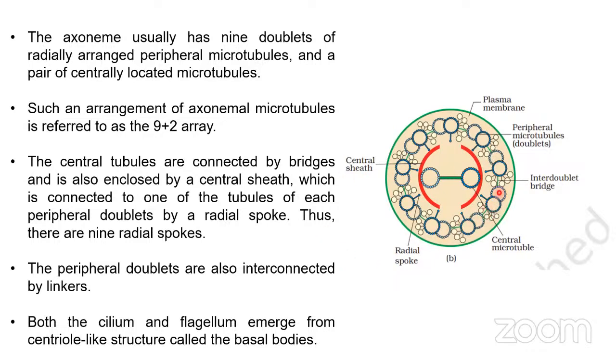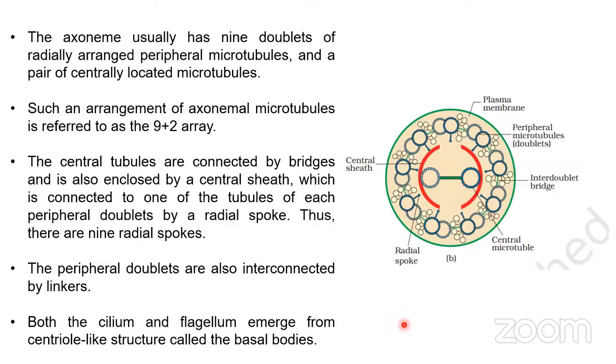These peripheral tubules are interconnected through structures known as the linkers, and the interdoublet bridge is also present, which connects the two doublets of the peripheral microtubules. So this was the structure of the cilia. Both the cilium and flagellum emerge from the same centriole-like structure, which is called the basal body. So this was the basic structure of the cilia.